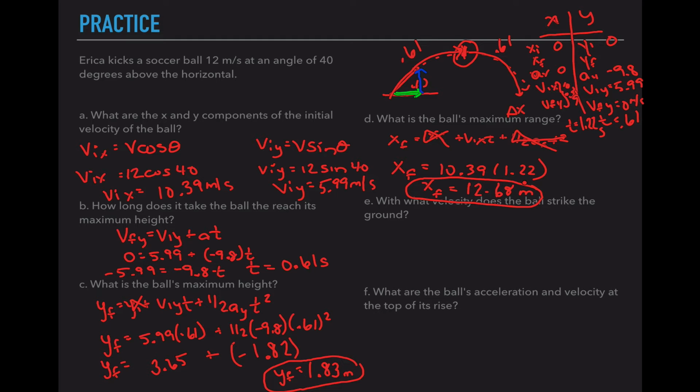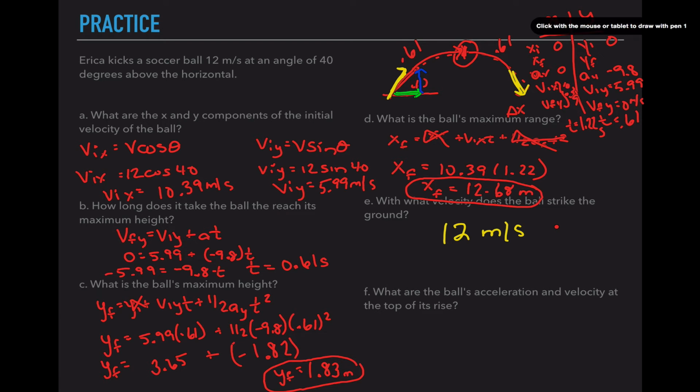Now part E, with what velocity does the ball strike the ground? Now notice it doesn't say x velocity or horizontal velocity or vertical velocity. It just says total velocity. Well, looking back up here at this diagram, it's getting all drawn on, so I hope you can follow me. Whatever velocity we take off with here, we have to hit with here. So our final answer is just 12 meters per second, because that's the velocity that we kicked it with, so that's the velocity it's going to hit with.